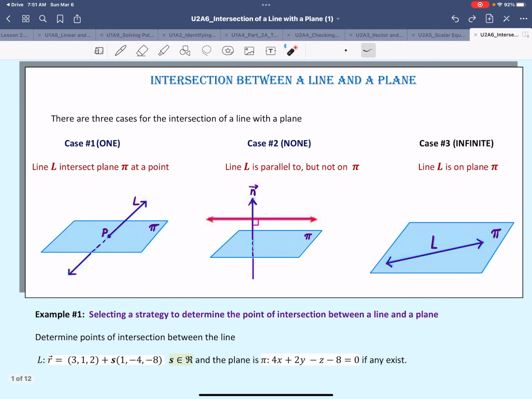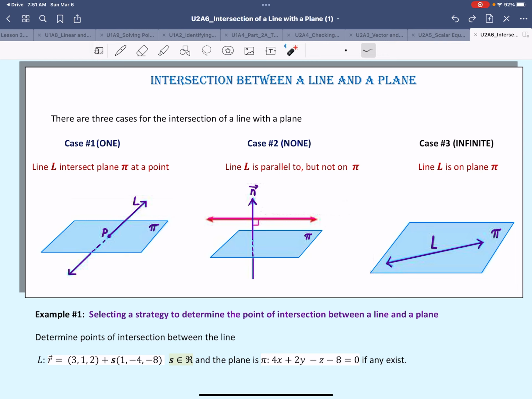So there are three cases. Number one is when the line gets through the plane and it will have one point of intersection in common. Case number two is when the line is parallel to the plane, there will be no common points, so no points of intersection. And case number three is when the line lies flat on the plane, which means that there will be an infinite number of common points, so infinite number of intersection points.